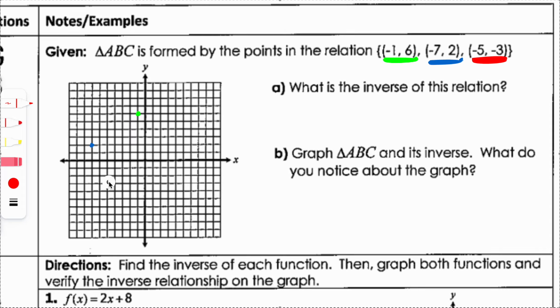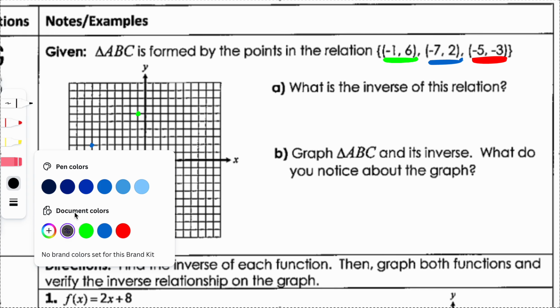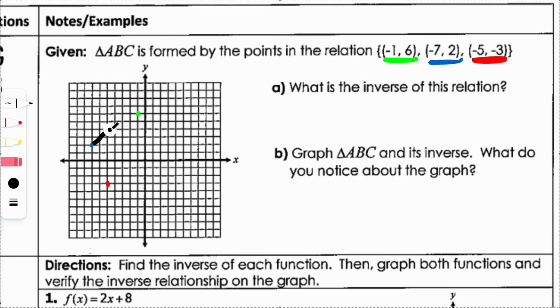-5, -3. Okay, great. And so it's going to be a triangle, so we'd connect all of these. Okay, something like that. Okay, great. So now we're asked to find the inverse of this.